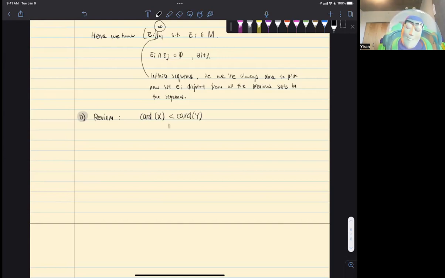Well, we need to construct. So this implies we need to construct such f. We need to construct such f. And let's just see which function is easier to construct. Okay.